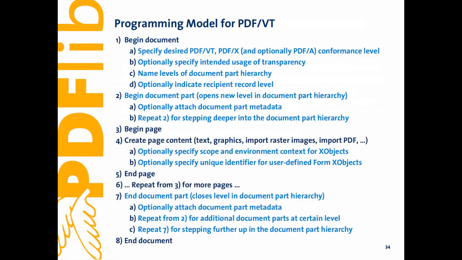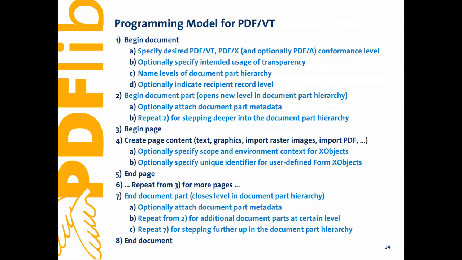So let's put that together. How is the programming model extended? If you want to create a PDF/VT file, you begin the document. At that point in time, you specify the desired PDF/VT, PDF/X, and optionally PDF/A conformance level. You optionally specify whether you intend to use transparency.